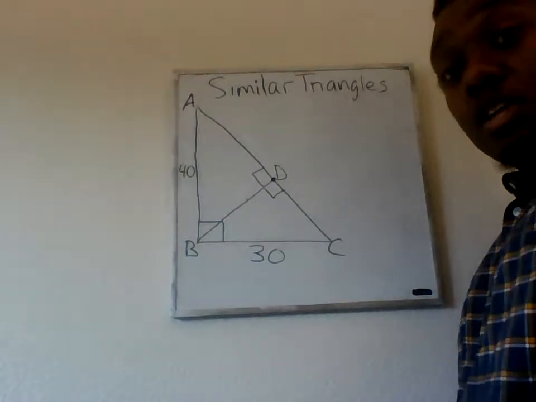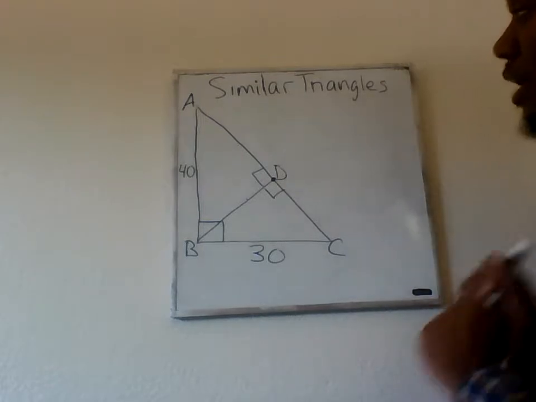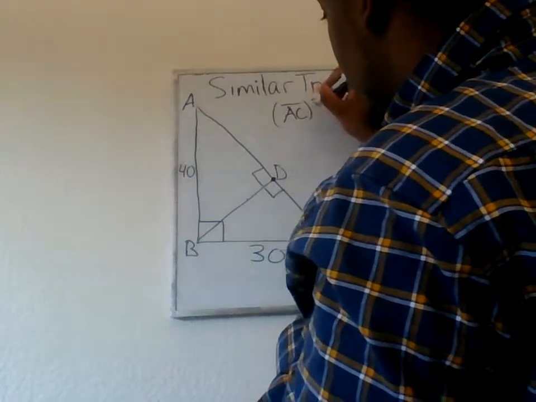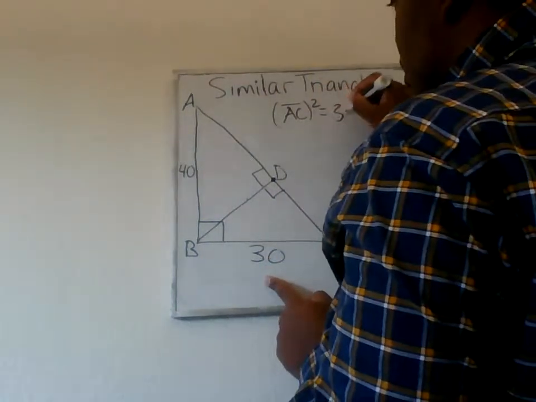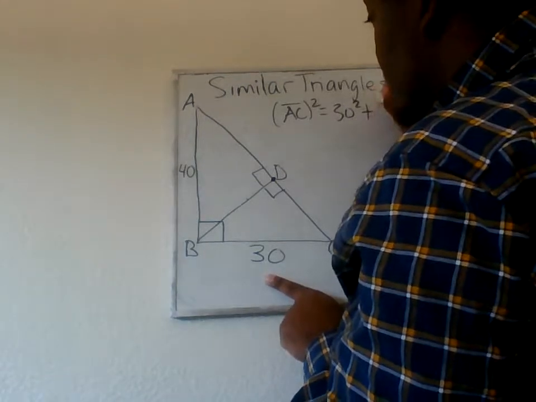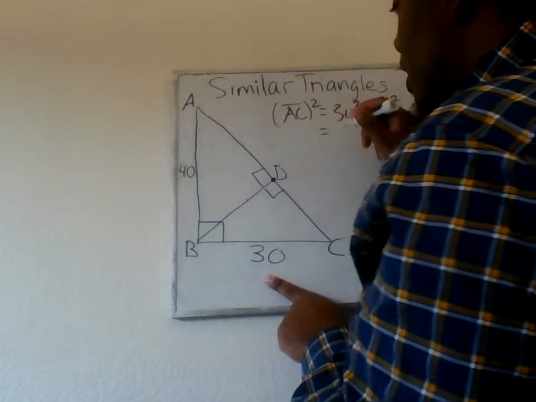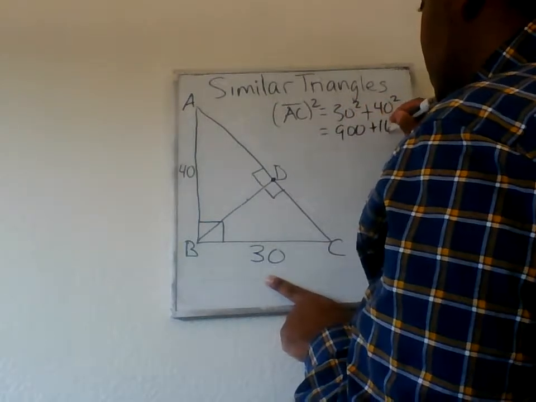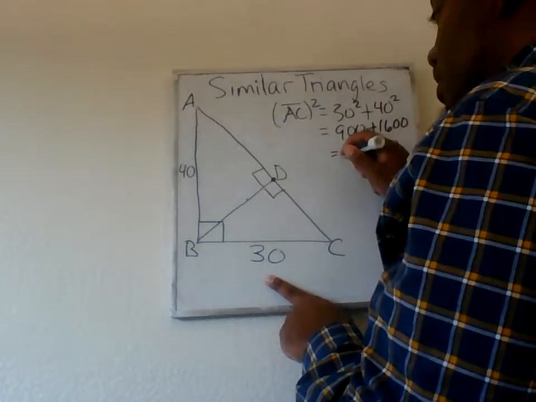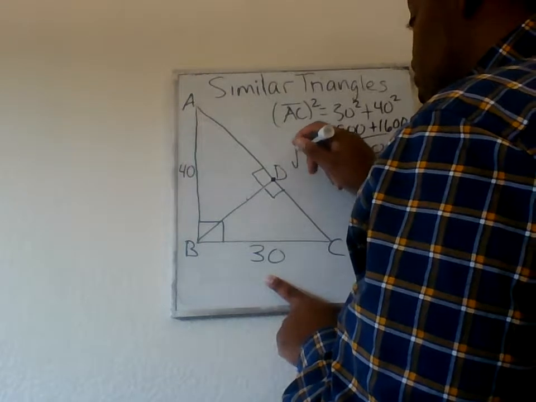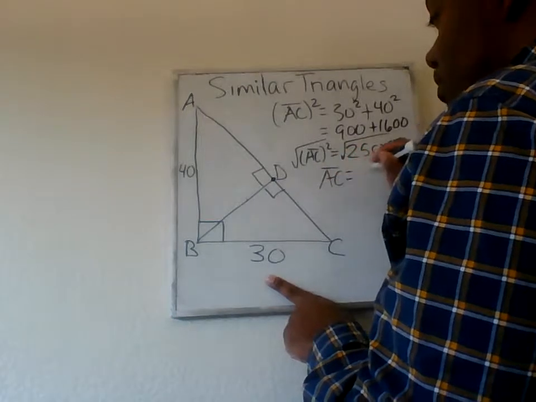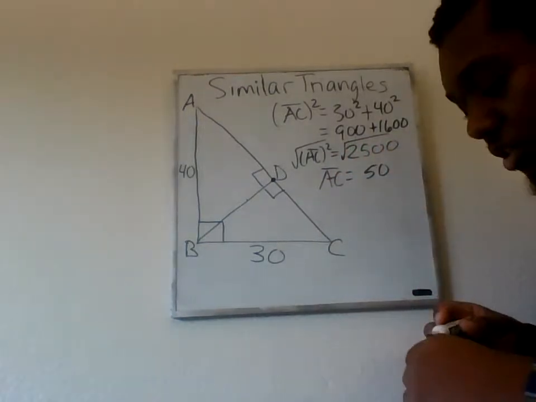Pythagorean Theorem. So if we use the Pythagorean Theorem, meaning that the square of the hypotenuse, so what AC is going to be equal to, is the sum of the squares of the legs, so 30 squared plus 40 squared. We'll end up seeing that we get 900 plus 1600, and so we get 2,500. And we take the square root of both sides here. We end up with AC equal to 50. So that's just using the Pythagorean Theorem.